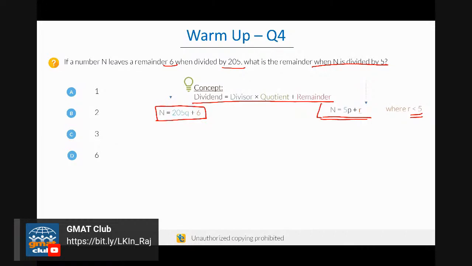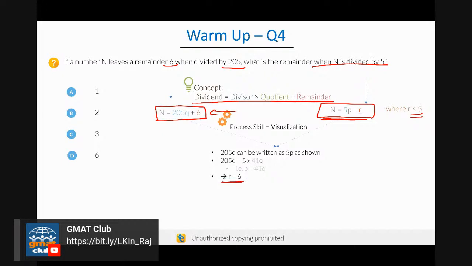Again, this is what we want to get to, and this is what we're given. So we visualize this: 205q can be written as 5p. With this, the remainder should be 6. But now remember the constraint that the remainder should be less than 5. So we express 6 as 5 times 1 plus 1. And this gives us the remainder as 1, which is choice A. So about 75% of you got it right.